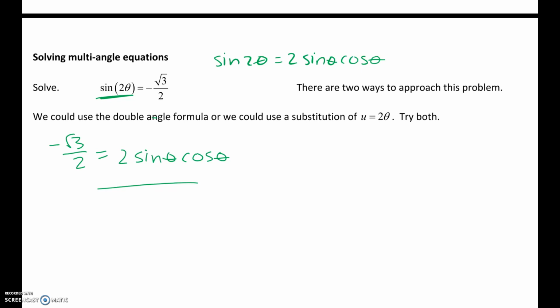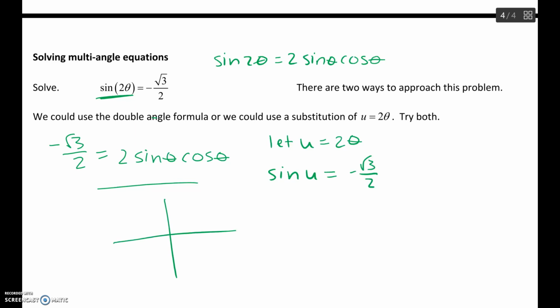But otherwise, use substitution. So if I say let u equal to 2 theta, so now I have the sine of u equals negative root 3 over 2, right? So then thinking about where that happens, sine is negative root 3 over 2 in the third and the fourth quadrants. It's this one and this one. So I'm going to say that u equals 4 pi over 3 plus 2 pi k.